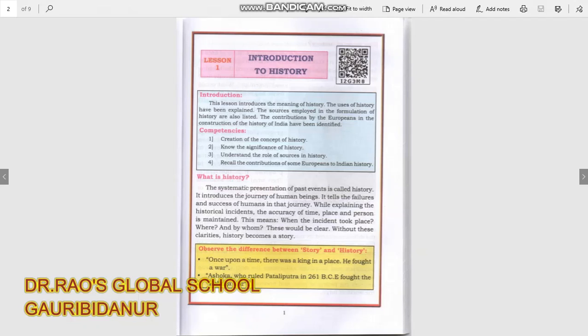Okay, next, observe the difference between story and history. Once upon a time, there was a king in a place. He fought a war. Ashoka, who ruled Pataliputra in 261 BC, fought the Kalinga War.